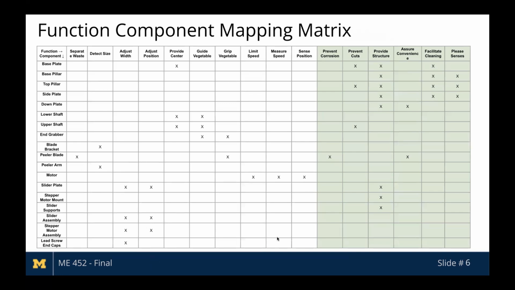And this is our function component mapping matrix, where we've taken each individual component of our design and assigned each to a variety of functions seen in the first row. Here you can see that the most critical functions are on the right, highlighted in green, and the most critical components are the motor, the blade, and the pillar stand in view.